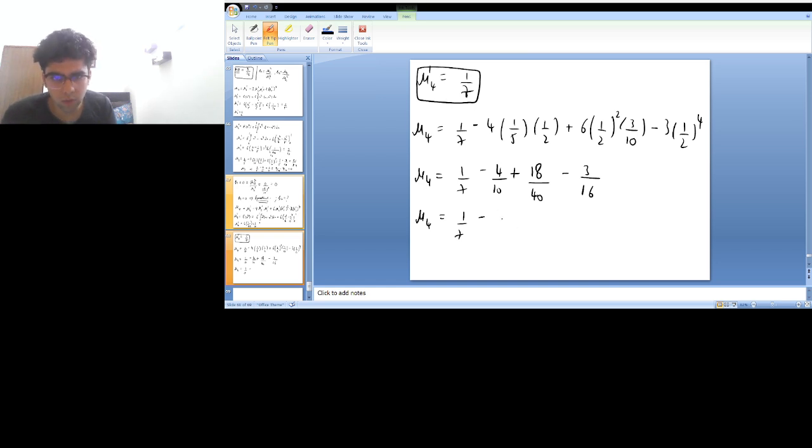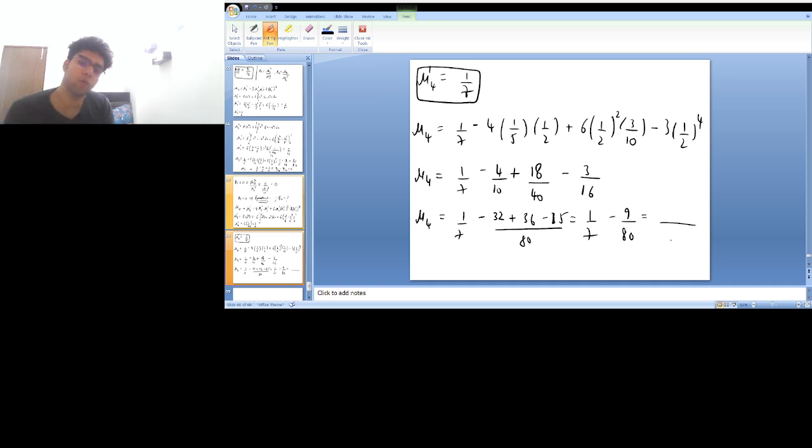Can I... 4 into 8, 32 minus, so this becomes minus 4 into 8, 32 plus 18 into 2, 36 minus 3 into 5, 15 minus 15 upon 80. This gives me 1 upon 7, 32 and 36, 4 minus 15, so minus 4 minus 15 plus 4 gives me minus 9 upon 80, and 7 and 80, what can be the LCM?